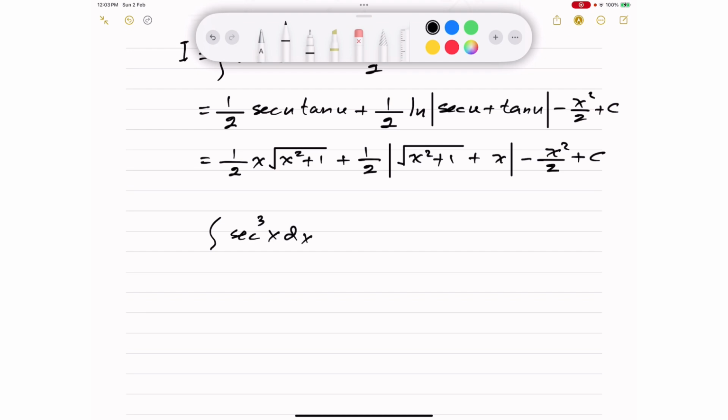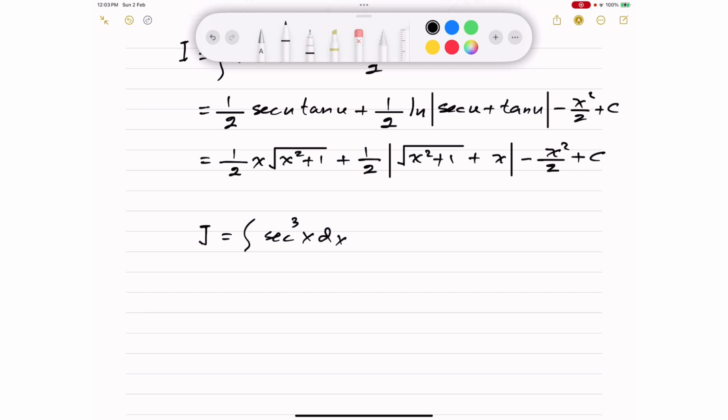Let's solve this integral here. I will call this integral, let me call it j for the sake of simplicity, to differentiate it from the first integral above. So let j be equal to the integral of secant cube of x dx. Now, how can we solve this integral? Simply, we're going to use integration by parts.